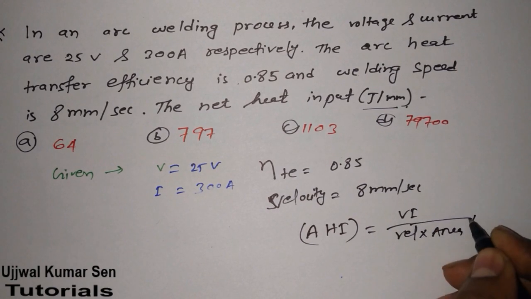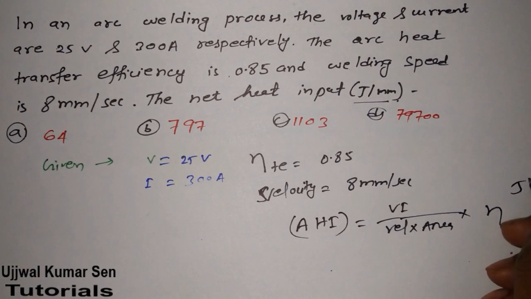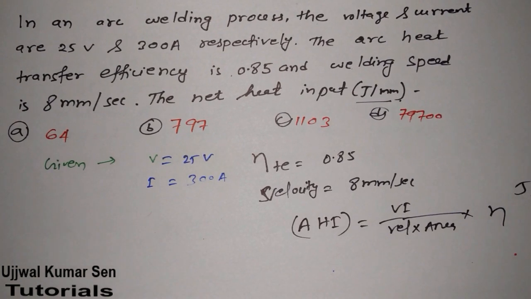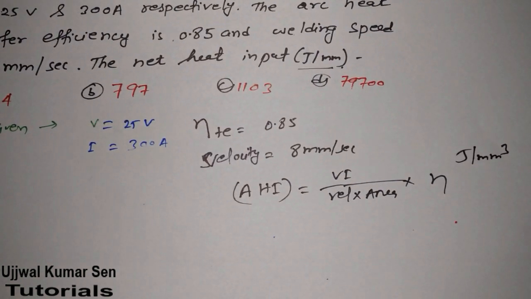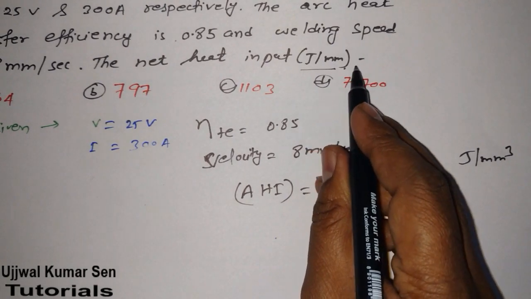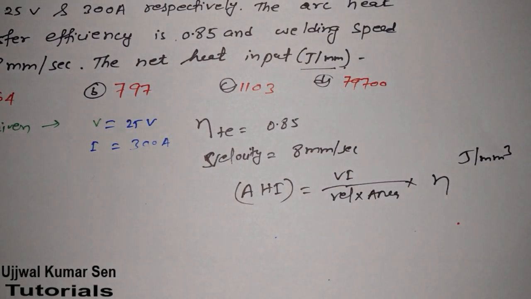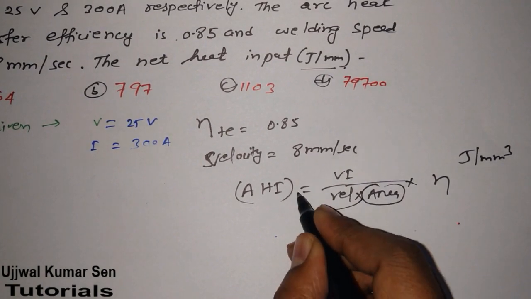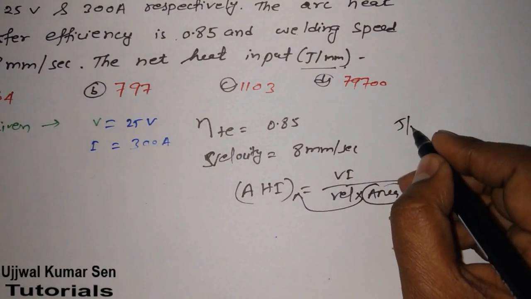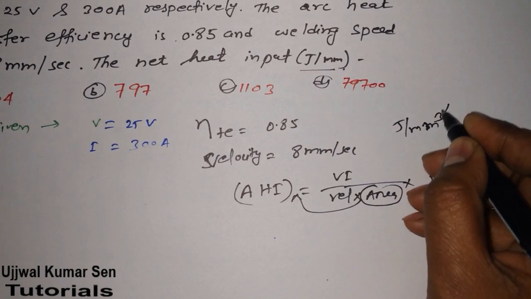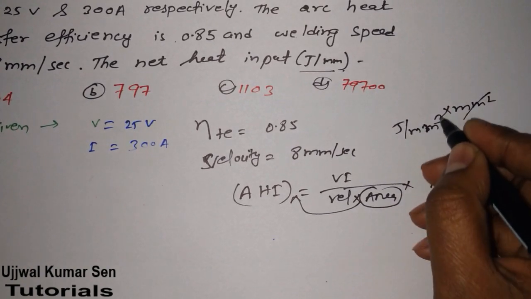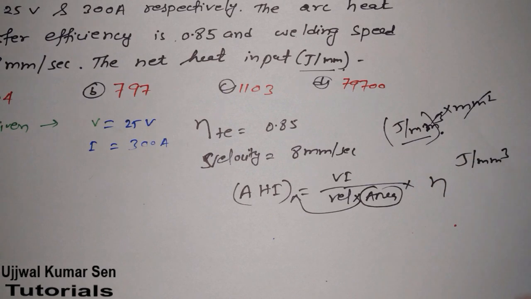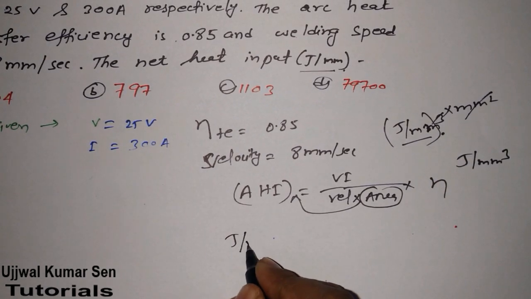But its unit is joule per mm cube, and we have to find it in joule per mm. So what we can do is send this area to this side. Then joule per mm cube into mm square will become joule per mm. That means according to our requirement we got it. So it's joule per mm.